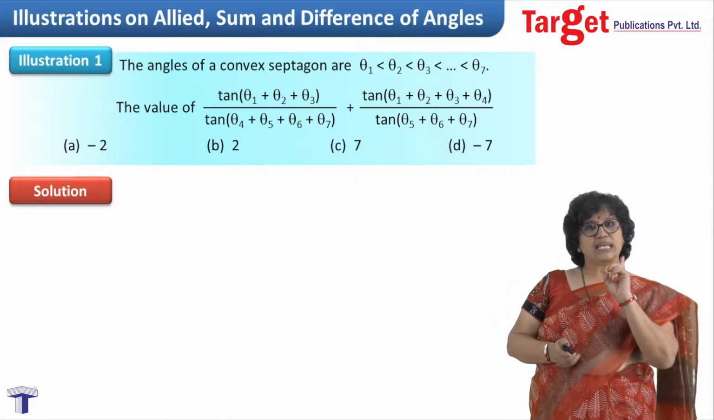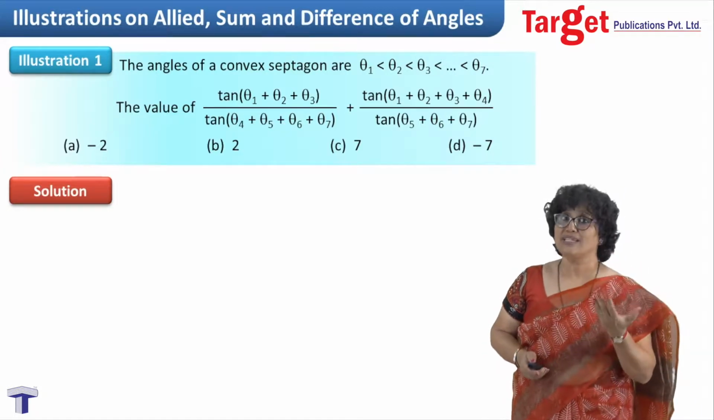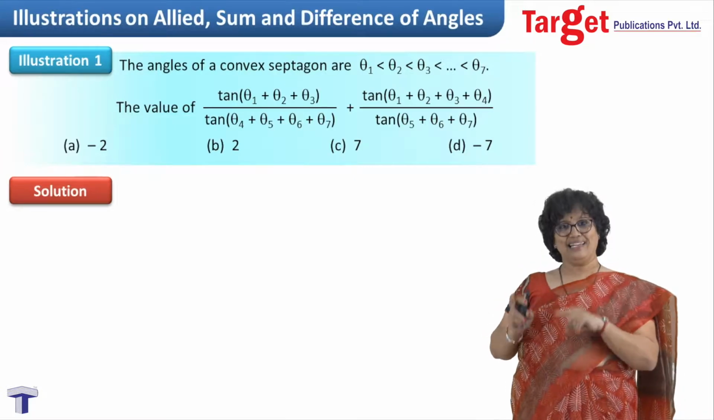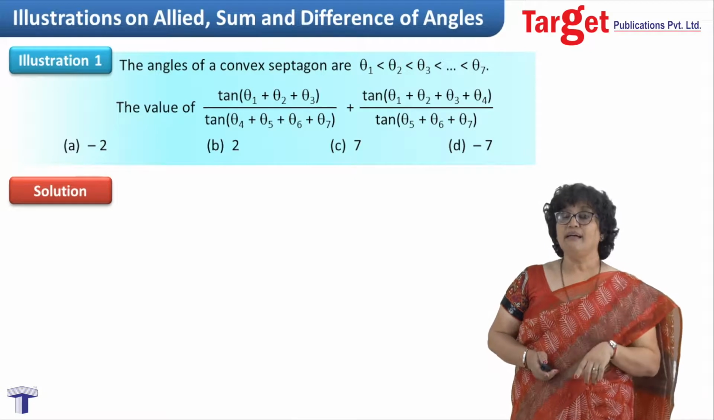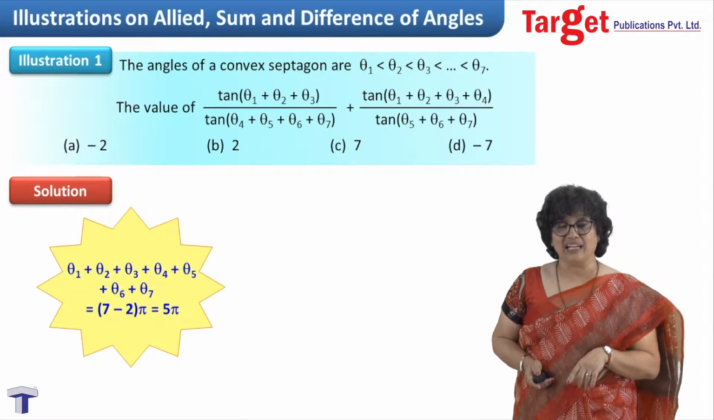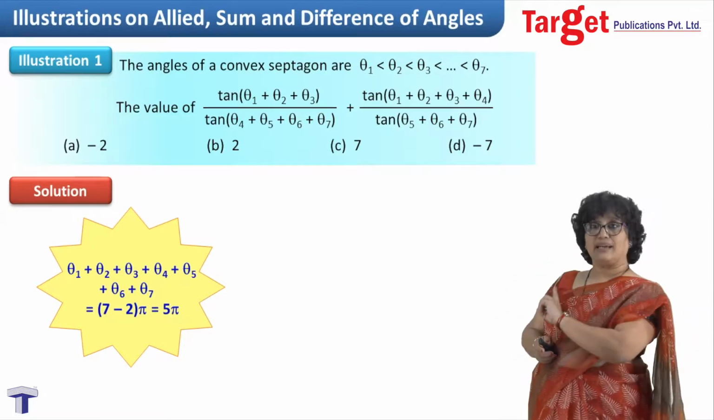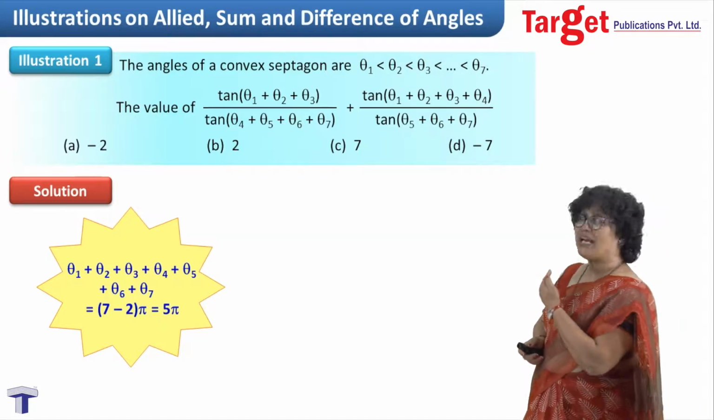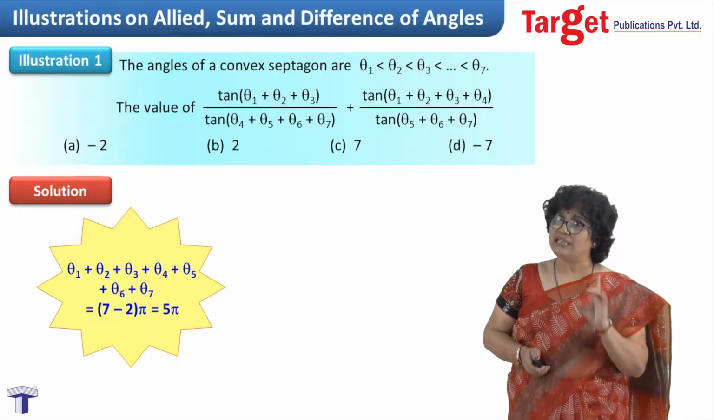Now, when you see the word septagon, you will have to recall some results which are related to n-gon. N-gon means a polygon having n sides. So this is septagon, means it has 7 sides in it. And for any n-gon, we know that the sum of the interior angles is n minus 2 into pi. So theta 1 plus theta 2 plus theta 3 up to theta 7, if you take this sum, it would be 7 minus 2 into pi, means 5 pi. So the sum of all the angles is 5 pi.